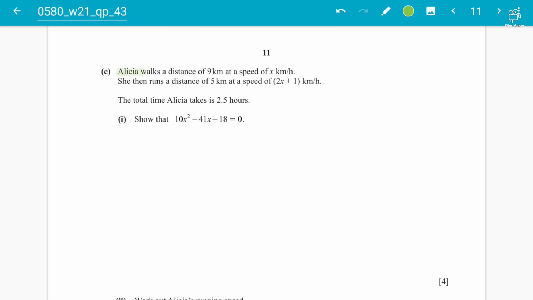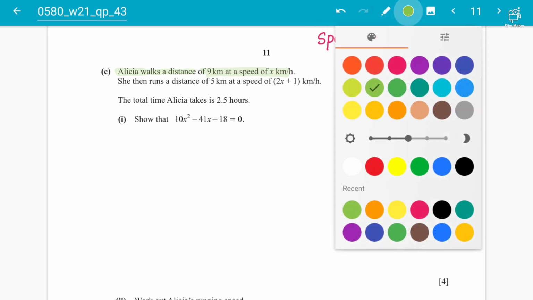It says that Alicia walks a distance of 9 kilometers at a speed of x kilometers per hour. So the first thing students should know is the original formula: speed is equal to distance over time, where distance is in kilometers and time is in hours. That's why the speed is basically kilometers per hour, because the distance is given to us in kilometers, and then there is the hour.